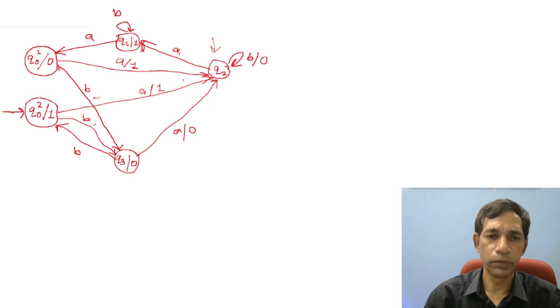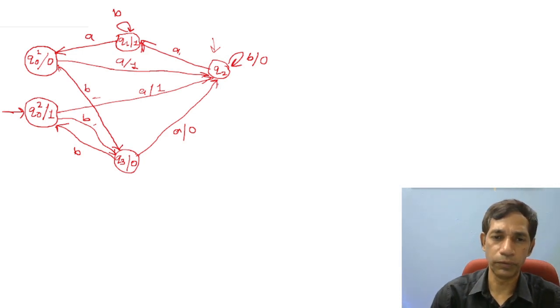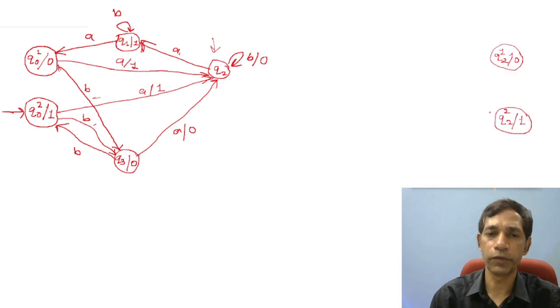So 1, 2 and 3 incoming edges are there. So 2 incoming edges producing the output 1, 1 incoming edge producing the output 0. So we can make two copies for the state Q2. So we have now two copies. One is for the 0 and the other is for the 1.